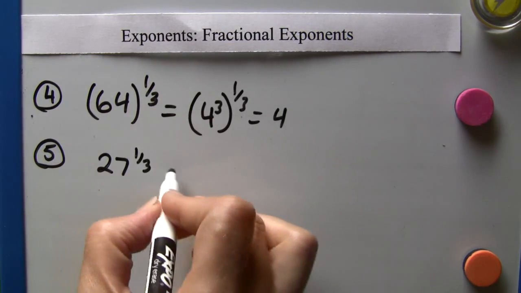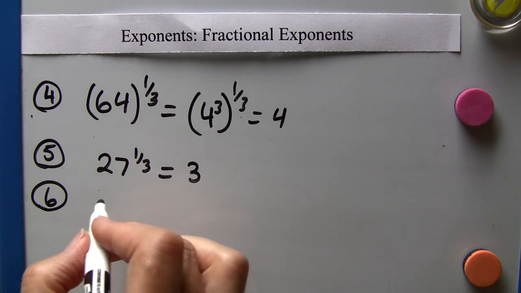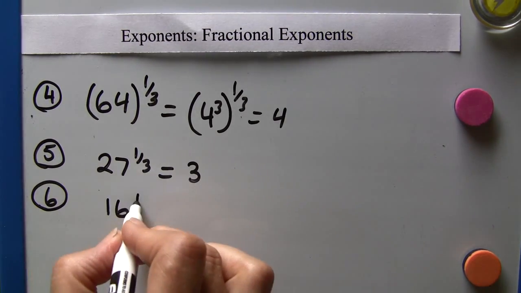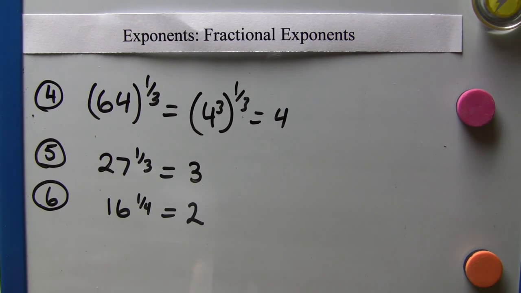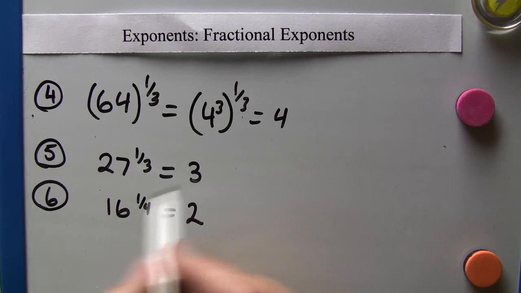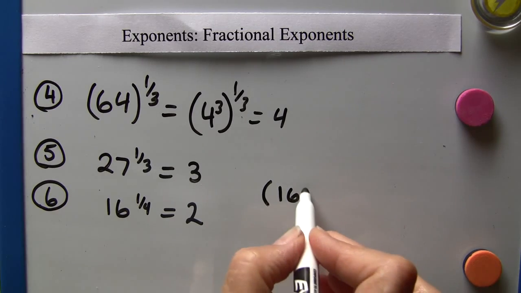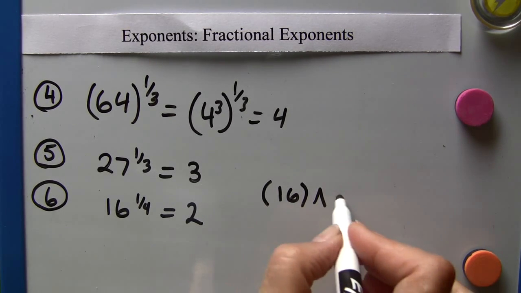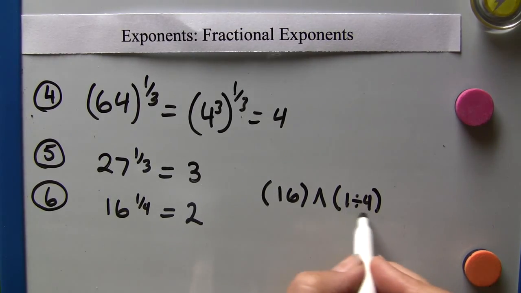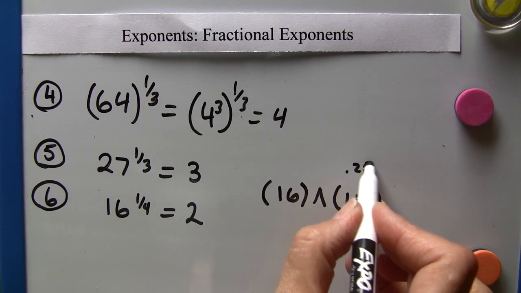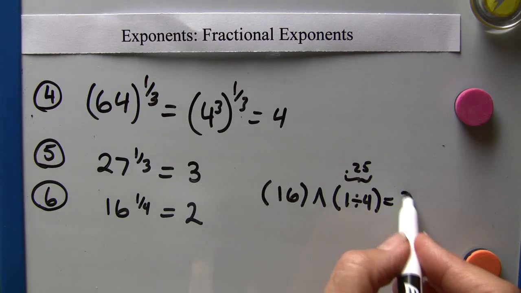27 to the 1/3, well, the cube root of 27 is 3. 16 to the 1/4, well, the 4th root of 16 is 2. We can do this on calculators as well. You can take, for this problem here, you go parentheses 16, parentheses, caret, parentheses 1 divided by 4, parentheses. Unless you could remember that that really is as a decimal point 25, you could put that in place of that instead. Equals, and you will get 2.